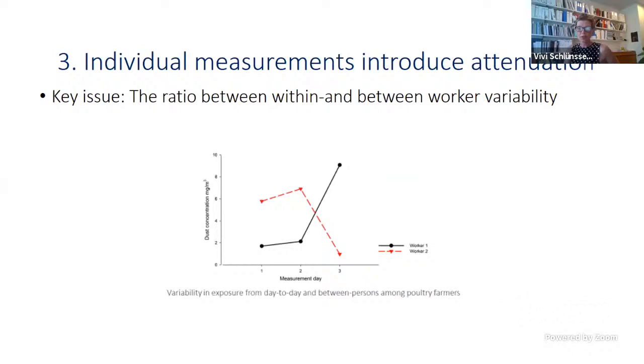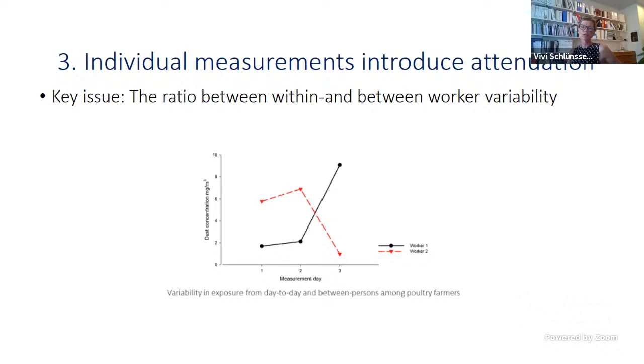So the third situation where a job exposure matrix or a group-based approach is of importance is if individual measurements introduce bias. And I think Lex covered this issue very well. But let's just talk 30 seconds about this simple figure here. So here you have two persons, a red person and a black person. And they had dust measured 3 times on poultry farms. And on average, the exposure for these two persons was exactly the same.